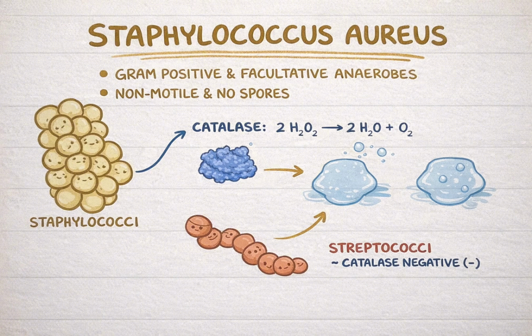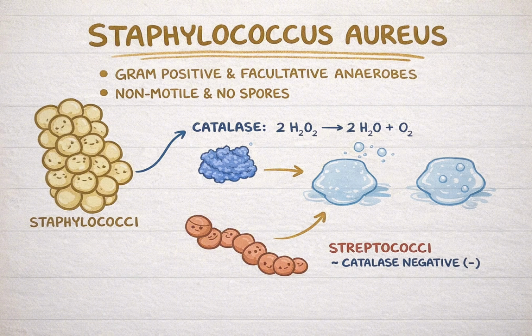That just means it can survive with or without oxygen, so it's pretty adaptable. It's also non-motile, meaning it can't move and it doesn't form spores. One important test we use to identify it is the catalase test. This bacteria produces an enzyme called catalase, which breaks down hydrogen peroxide into water and oxygen. So if you add hydrogen peroxide to it, you'll see bubbles forming.